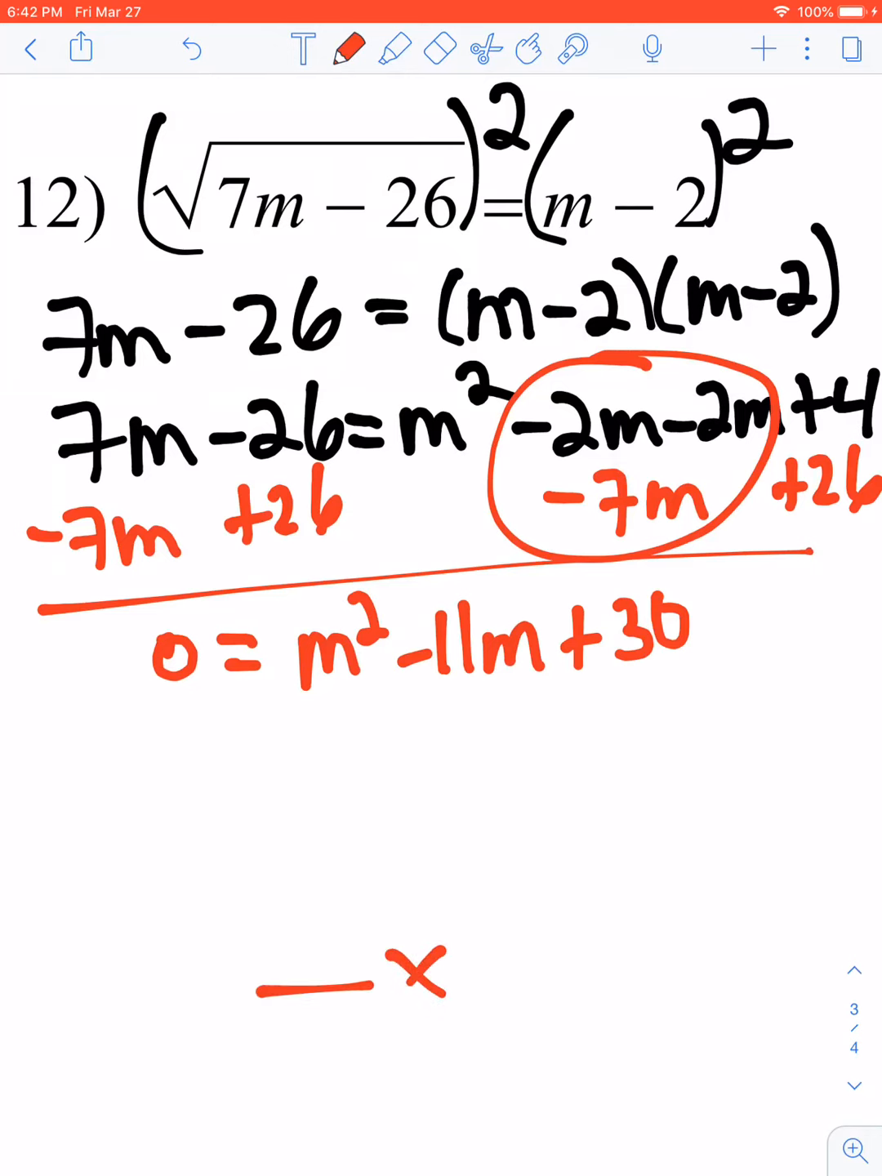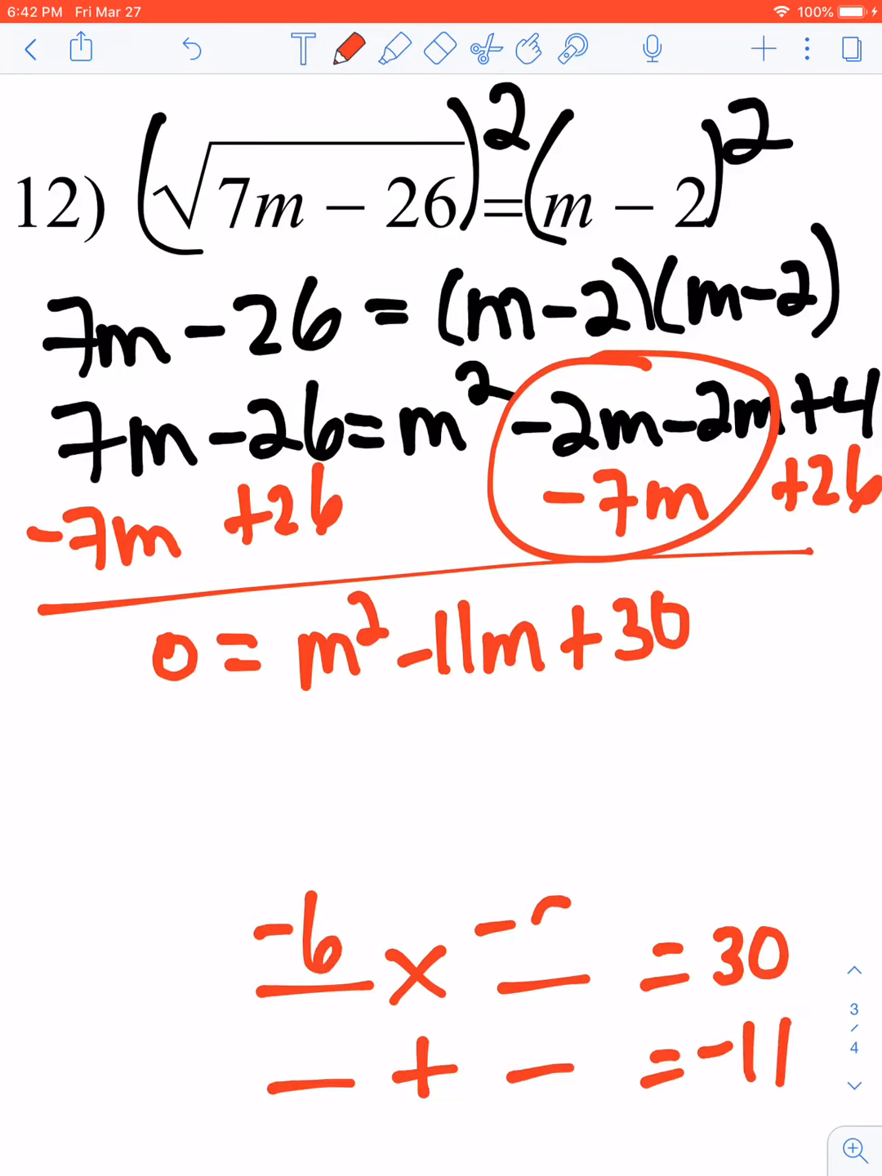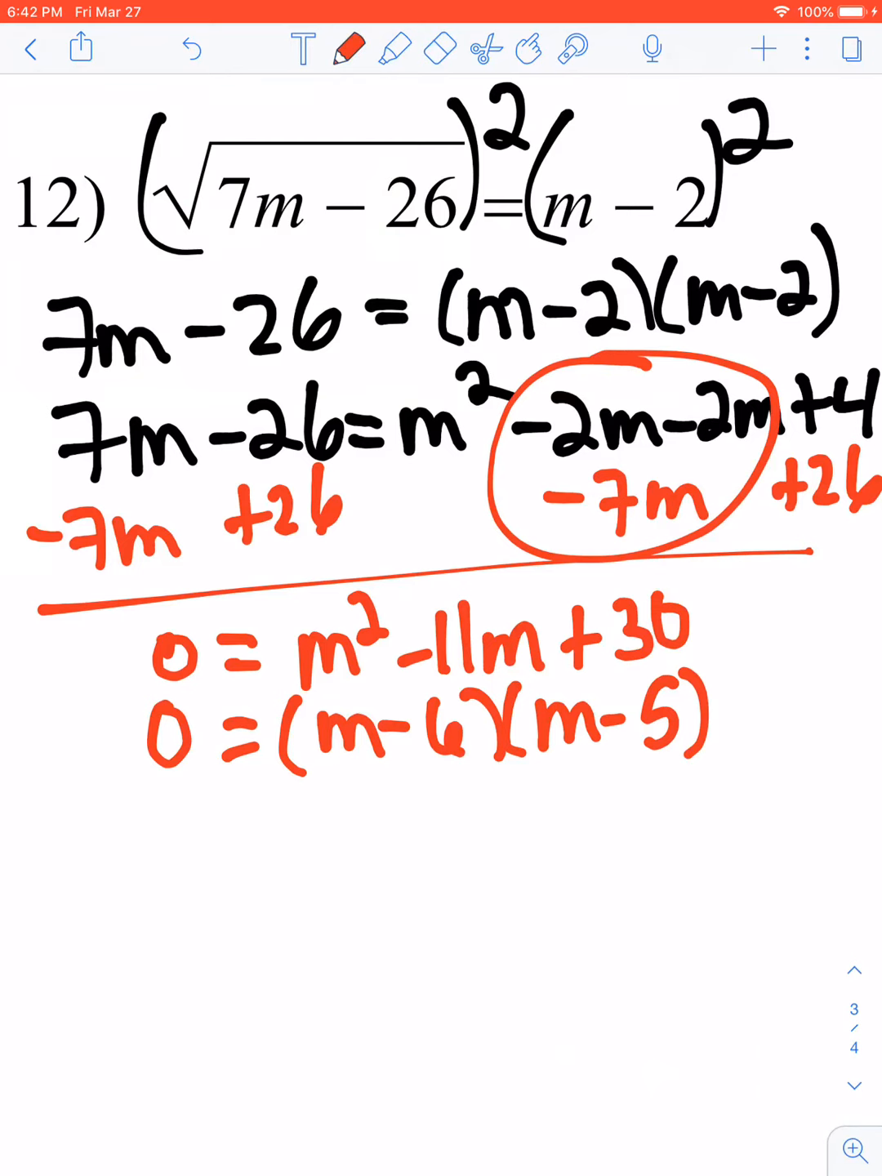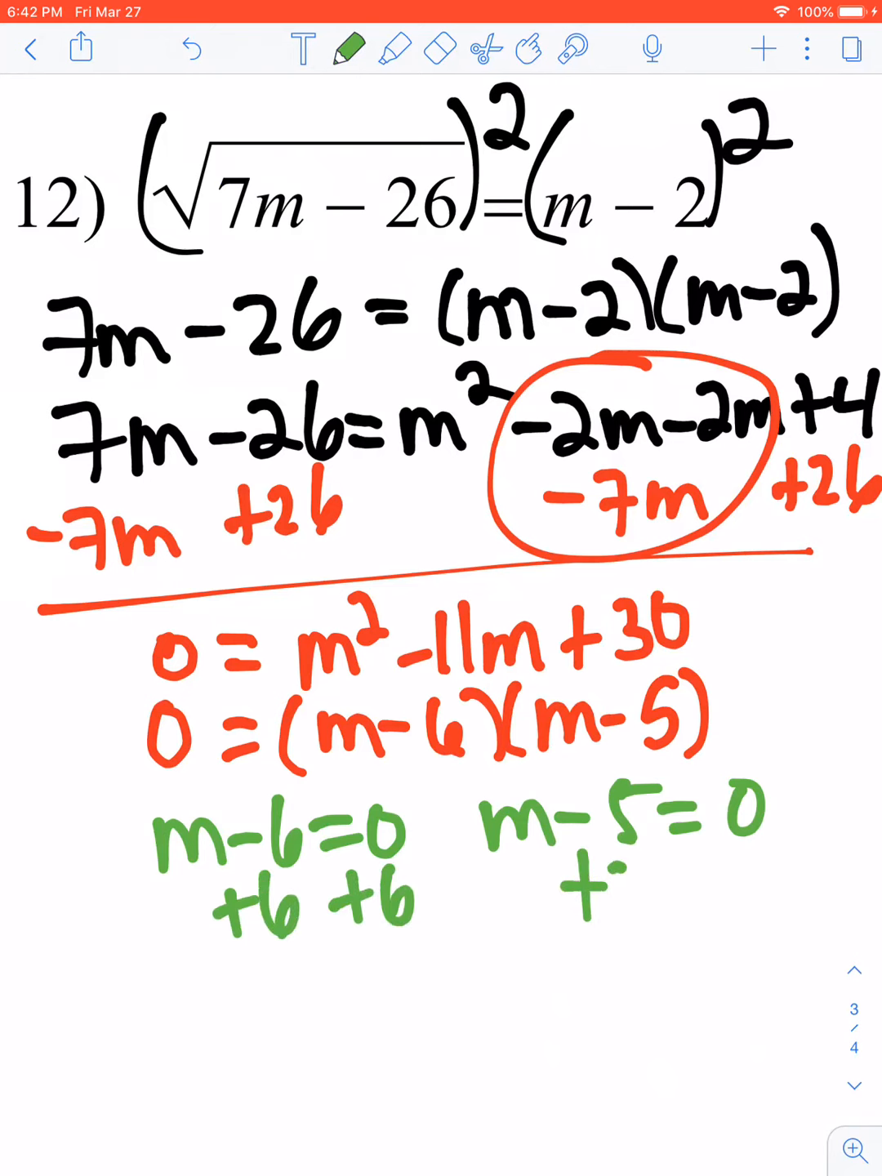I need to find two numbers that multiply to give me 30, but when they are added together give me a negative 11, and that would be negative 6 and negative 5. Now I'm going to use the zero product property, so m minus 6 is equal to 0 and m minus 5 is equal to 0. So when I add 6 to both sides and I add 5 to both sides, I get m is equal to 6 and m is equal to 5.